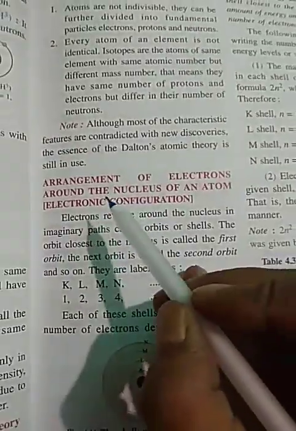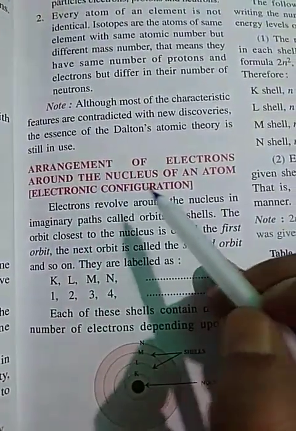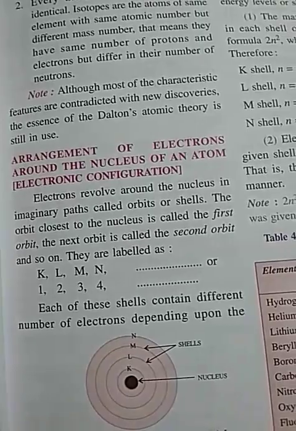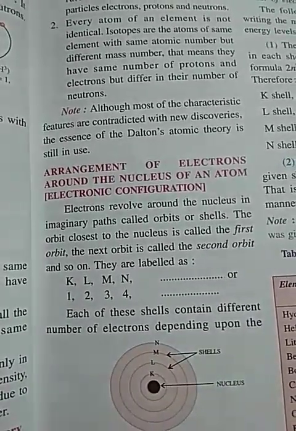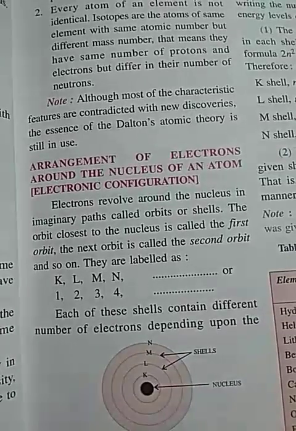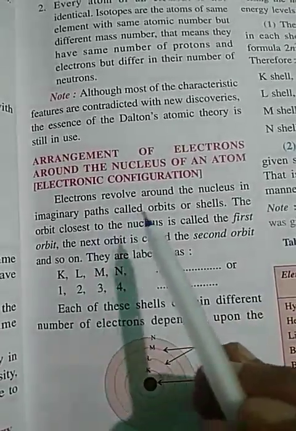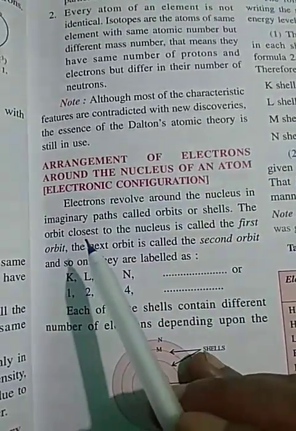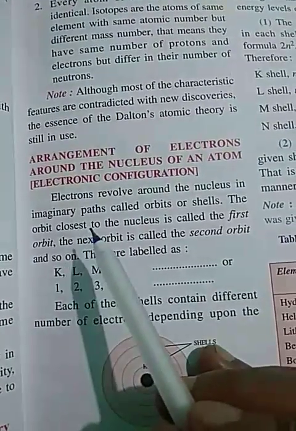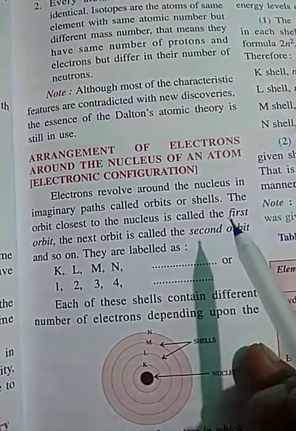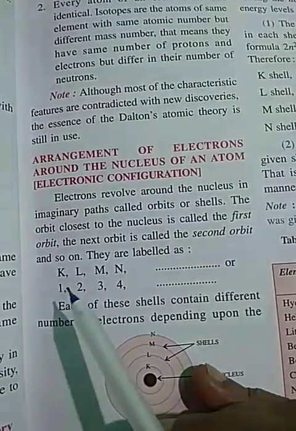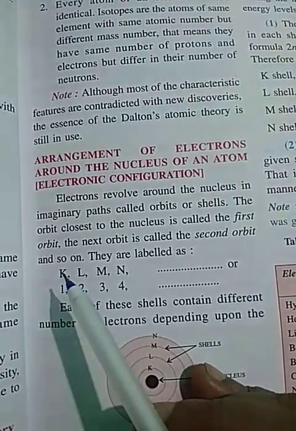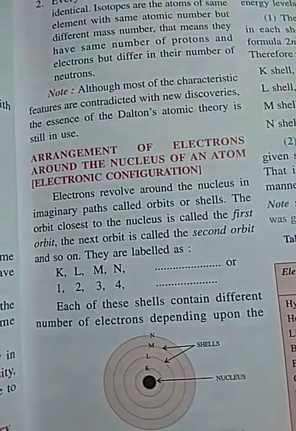Now we will see the arrangement of electrons around the nucleus. This is called electronic configuration. So what is electronic configuration? Arrangement or distribution of electrons in different cells around the nucleus. Electrons revolve around the nucleus in imaginary paths called orbits, cells or energy levels. The one closest to the nucleus is called the first cell. It is denoted by first cell, second cell, third cell, fourth cell, or K cell, L cell, M and N. I have told you in the copy.